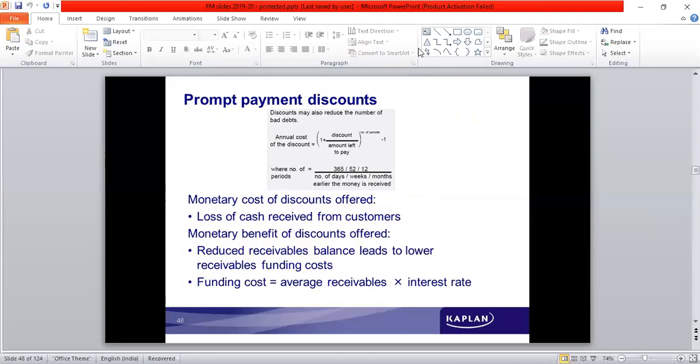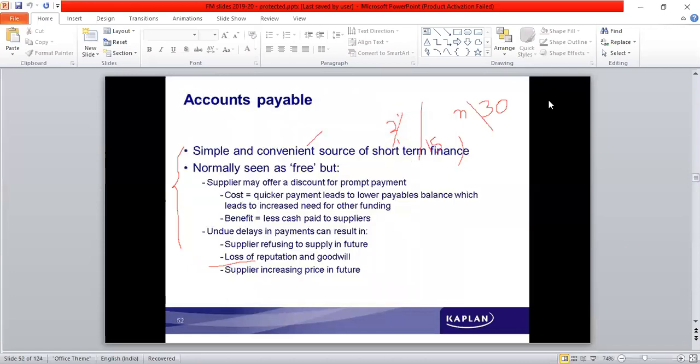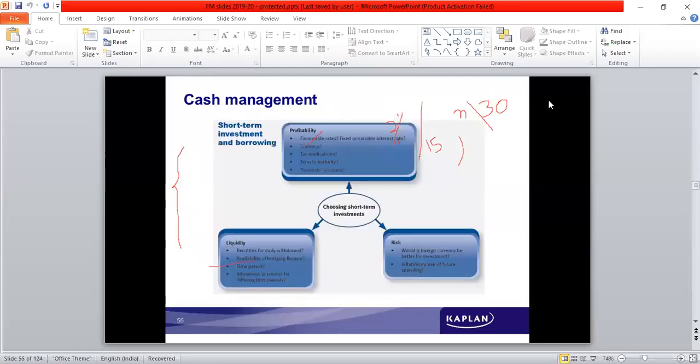There is a formula which is given for calculating what is the cost of discount, effective cost of discount, annual cost of discount. See, the previous example what we have looked into, if they pay within 15 days, a discount of 2% will be given. So for a period of 15 days, if it is given as 2%, that effective cost of discount when it is converted into 1 year or per annum basis.